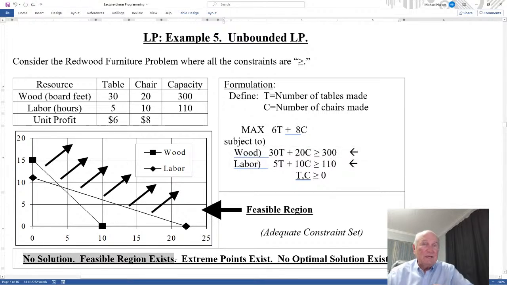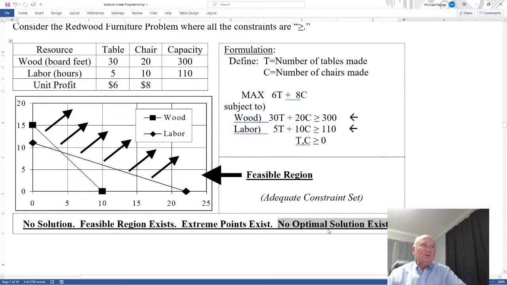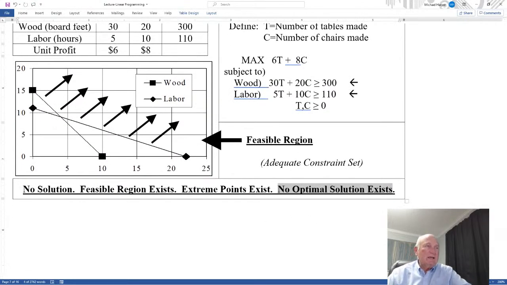But a feasible region does exist, and extreme points exist, because that's an extreme point because it's feasible. That's an extreme point because it's feasible. These here are not extreme points because they're not feasible. But no optimal solution exists. So there's a good trivia question: if you have an LP with an extreme point, then you have to have an optimal solution? No, that's not true.